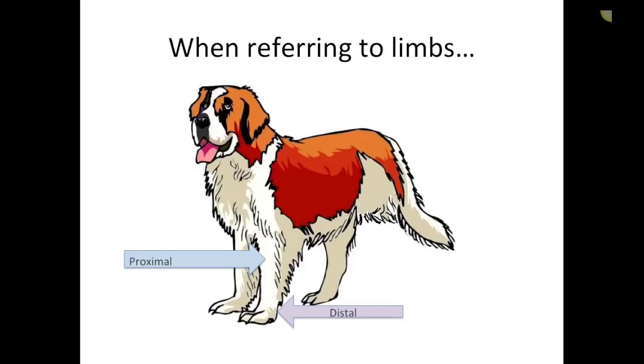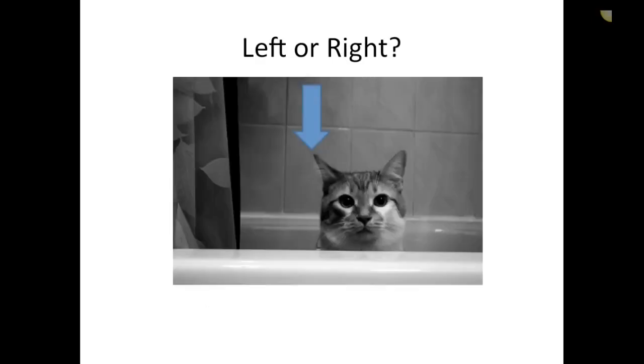Just remembering that proximal and distal refer specifically to limbs only. And when we're looking at animals, we always have to remember that they get their own left and right, so we don't mirror ourselves onto them. If I'm looking at the table and I put my right hand down, that's the right side of the table. Whereas an animal has its own left and right.